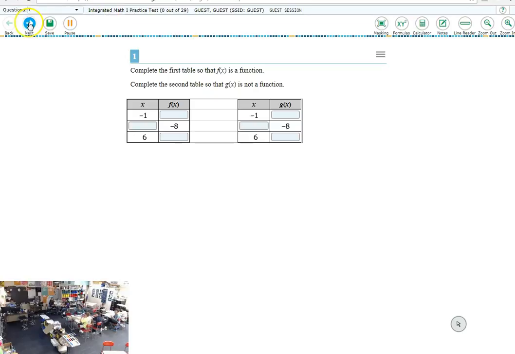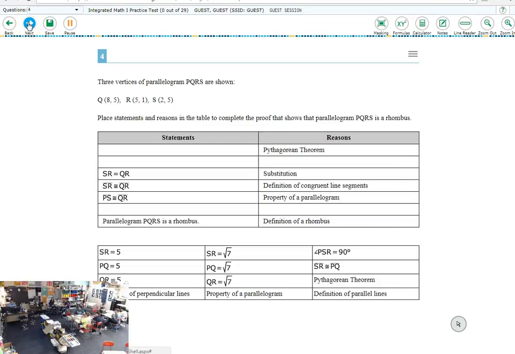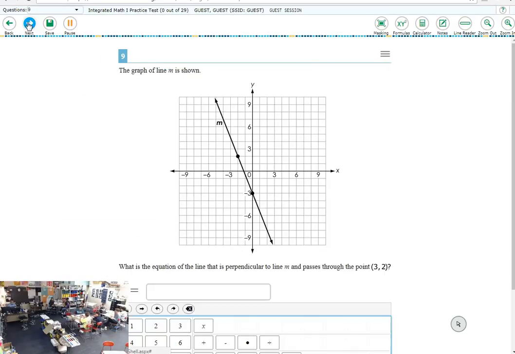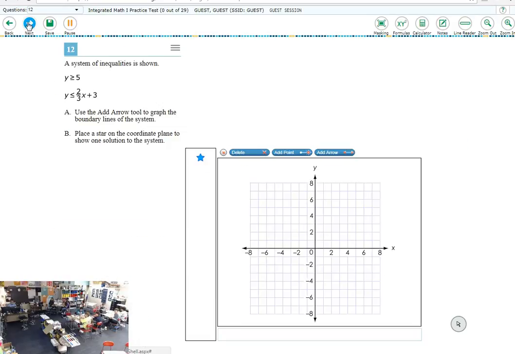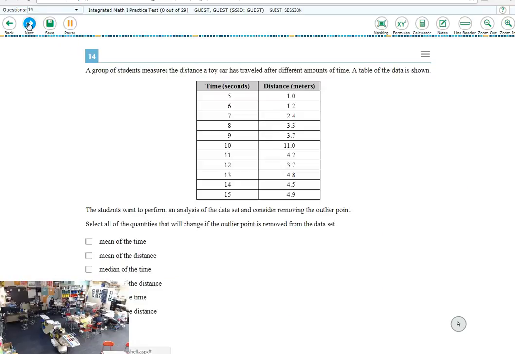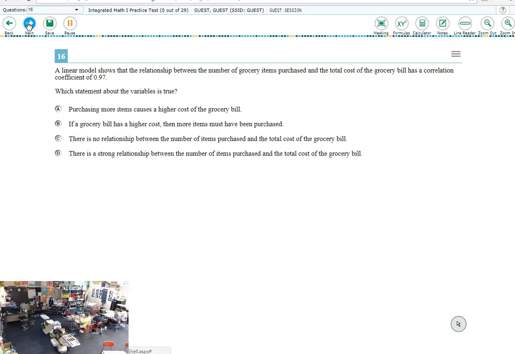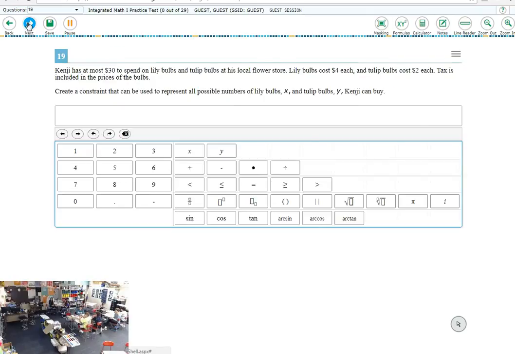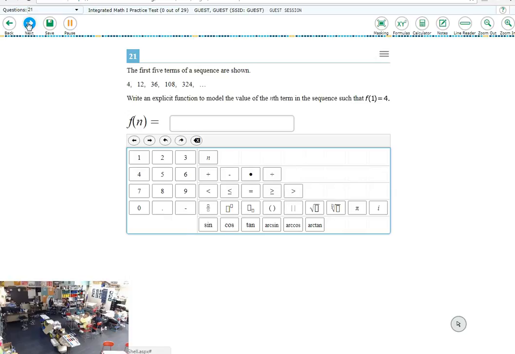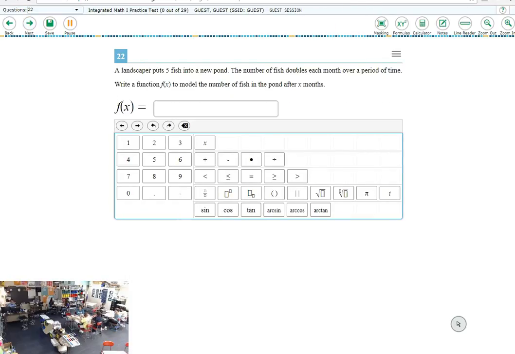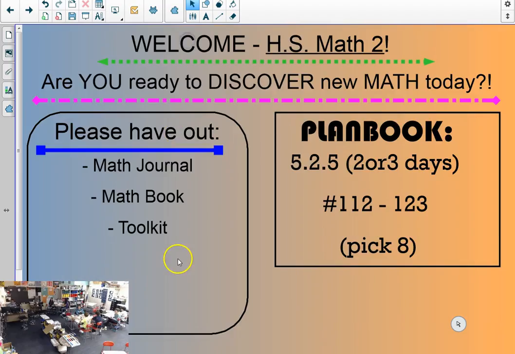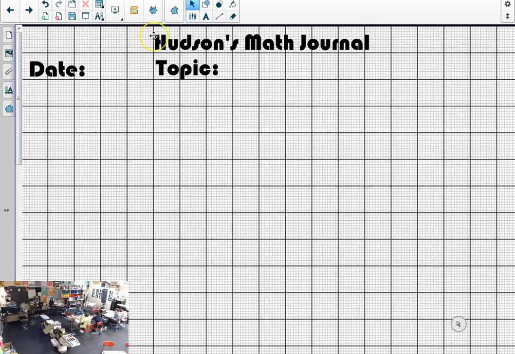I don't even think there's any questions on here about that. So we can talk about that. We can figure out an explicit and recursive, but yeah, you guys should look through and check that out. So let's explicit versus recursive.